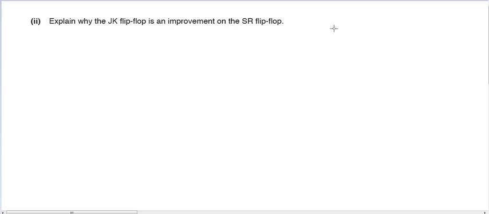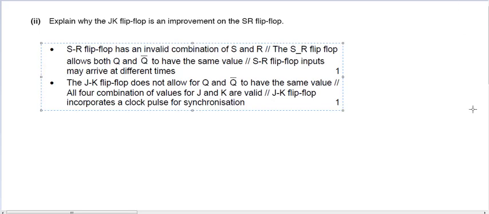Okay, next up is a theoretical question which says, explain why the JK flip-flop is an improvement on the SR flip-flop. I've just pasted the answers from the marking scheme. Let's just quickly take a look at them and see if we understand. An SR flip-flop can be unstable, right? Q and Q bar can become the same, right? So that's a problem that we have with the SR flip-flop. The JK flip-flop does not allow for Q and Q bar to have the same value, right? So that's one of the differences. It does not become unstable.